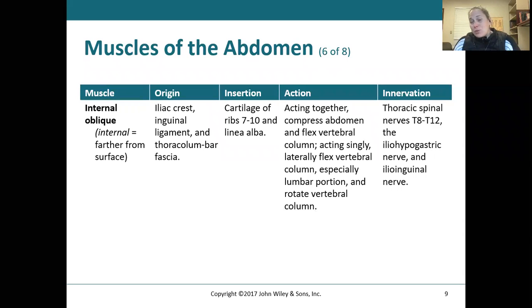I'm basically doing these motions to help keep you engaged. Thoracic spinal nerves T8 through T12, the iliohypogastric nerve, and the ilioinguinal nerve as well are going to be the nerves that innervate that region.